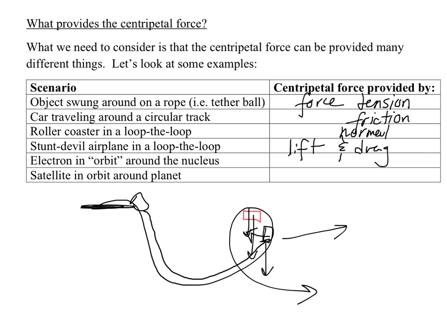In chemistry, you talked about something called the electrostatic force. Remember how an electron moving around a positively charged nucleus stays in orbit? Because there's an electrostatic force. What about a satellite in orbit? Gravity is what keeps that in orbit. The gravity from the Earth pulls that satellite in orbit.